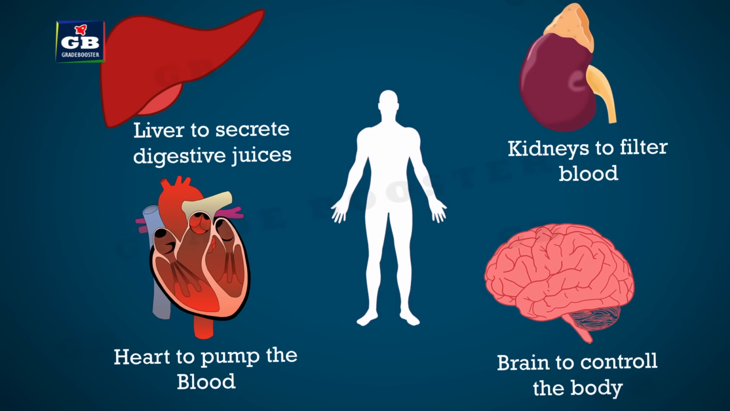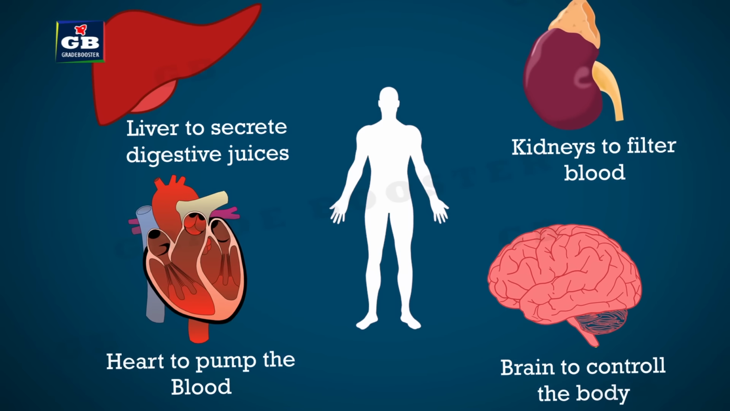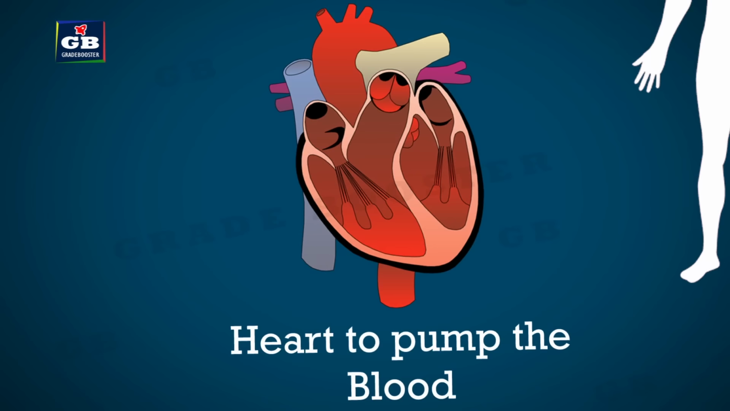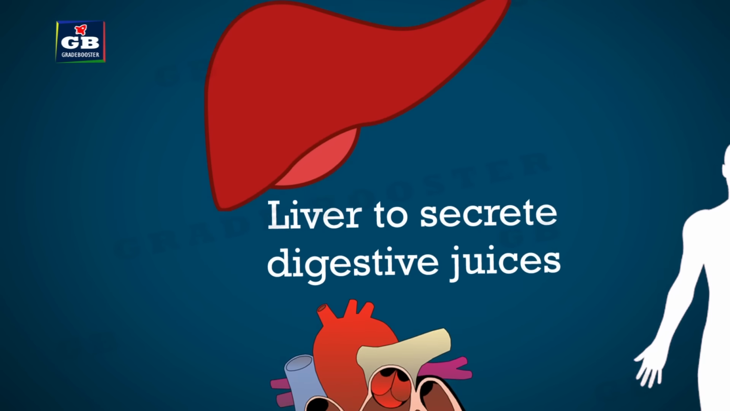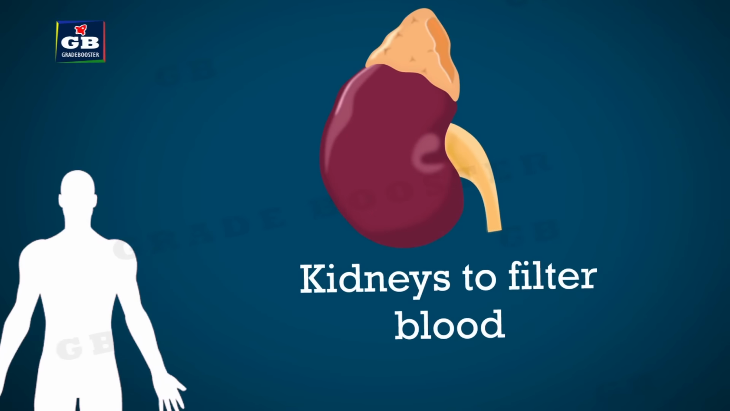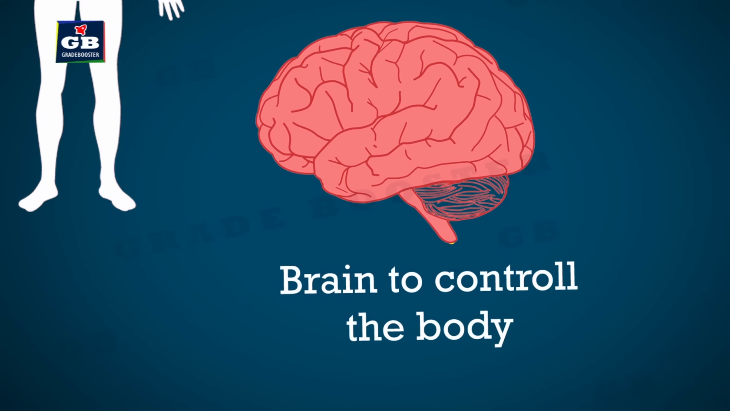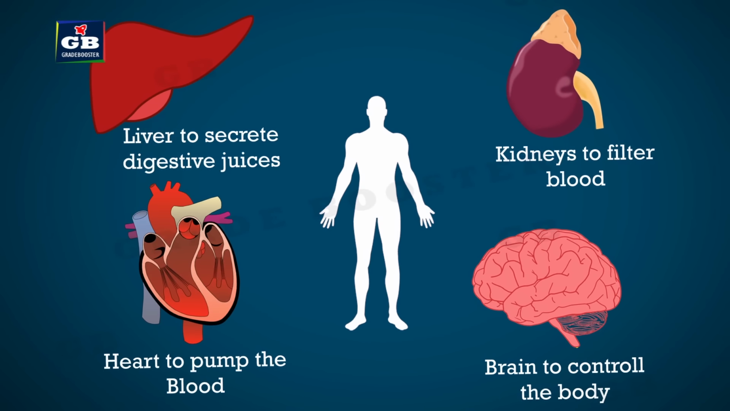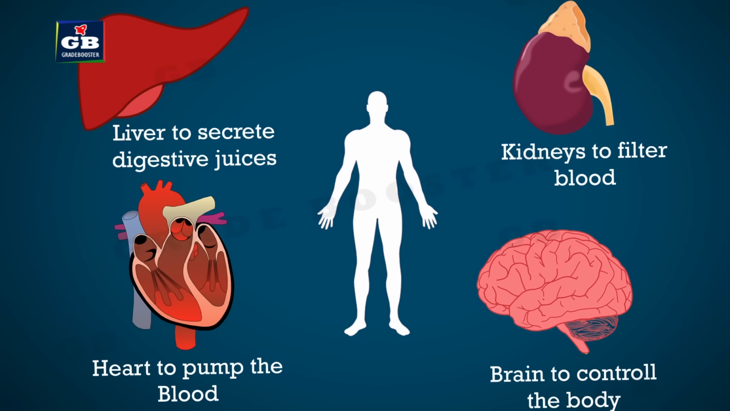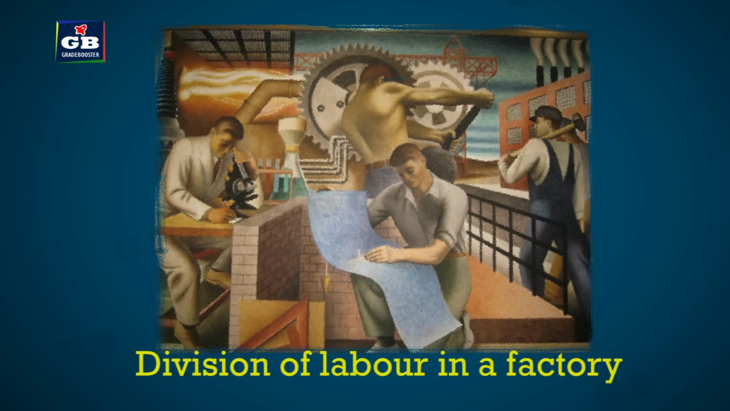You know that in our body, we have different systems to perform different tasks. For example, the heart pumps blood. Liver secretes digestive juices. Kidneys filter the blood. Brain controls the body. This means that in our body, different jobs are done by different parts. We call this division of labor. In this way, we will see division of labor inside a cell also.